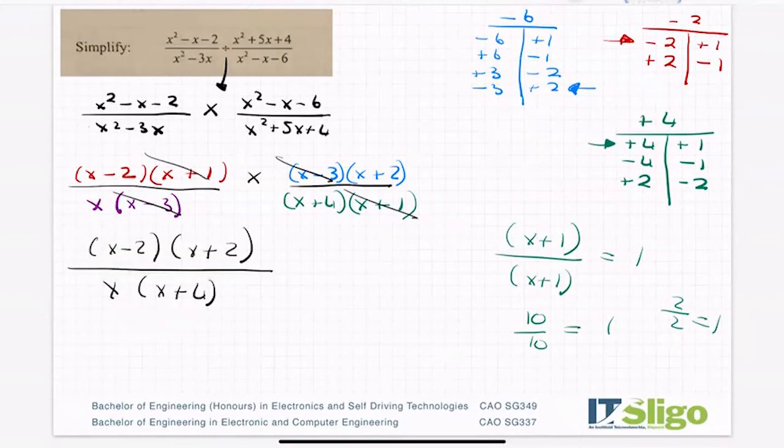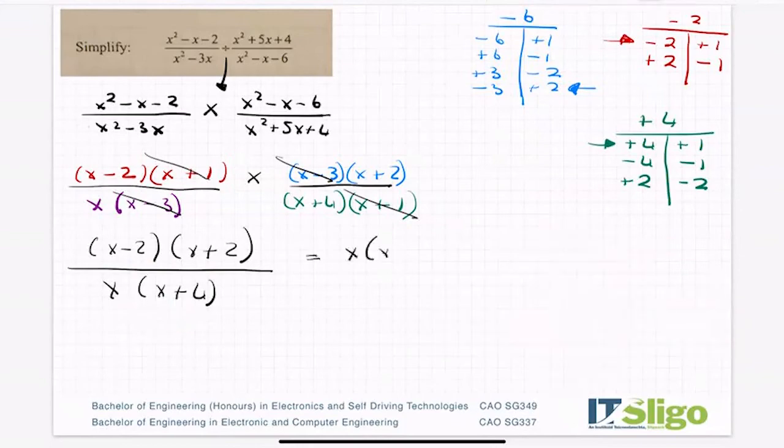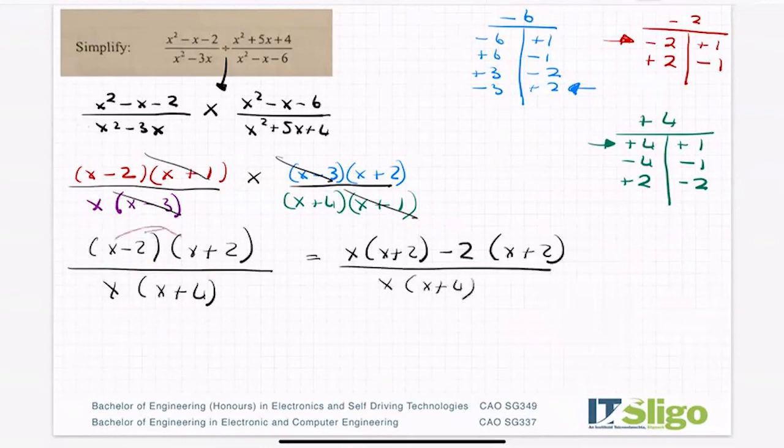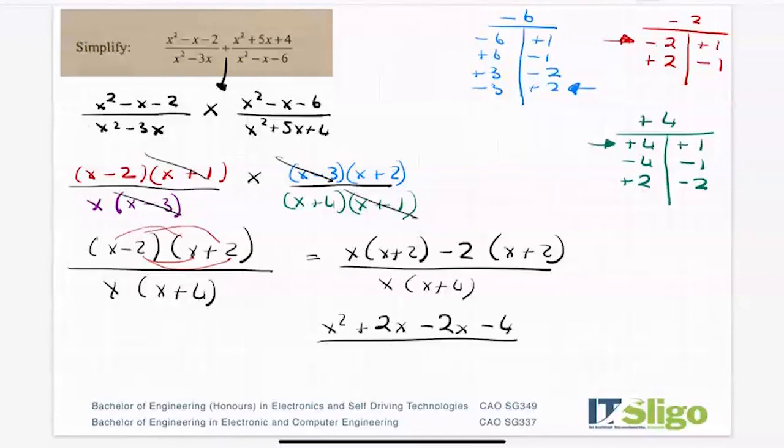Okay, so the long way for the top of it. It's x by everything in the second bracket, minus 2 by everything in the second bracket, over x times x plus 4. Or it's this by this, whichever way you know it. So I have x squared plus 2x minus 2x minus 4 over x squared plus 4x. The two in the middle cancel, so I get x squared minus 4 over x squared plus 4x.